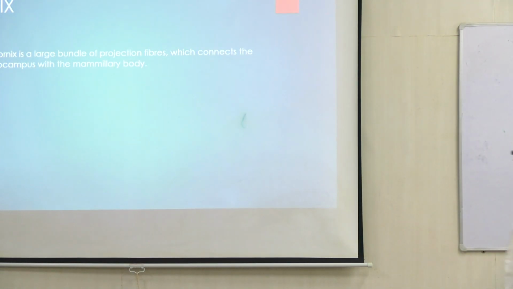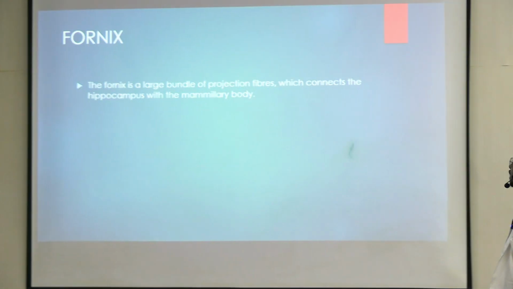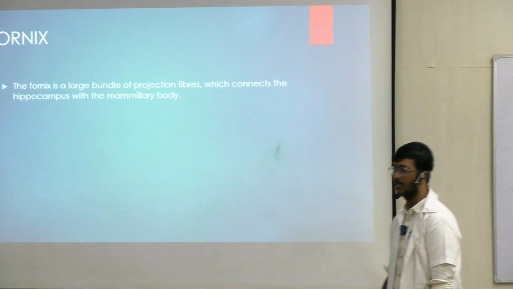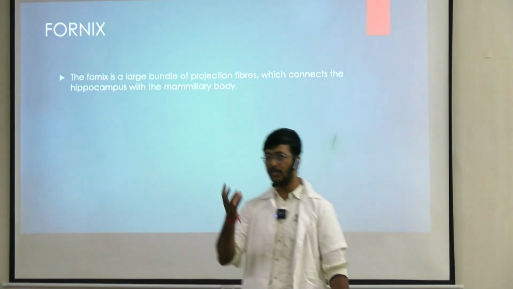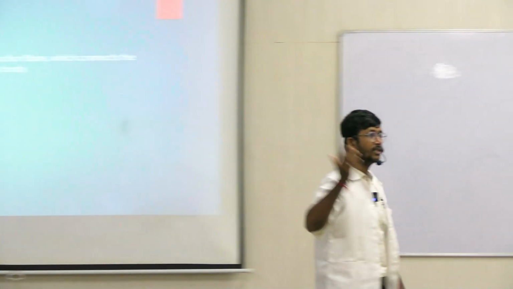Now fornix. This fornix is a large bundle of projection fibers which connects the hippocampus with the mammillary body, as I have already mentioned. So information from the hippocampus has to reach your mammillary body, and this is how it is reached.